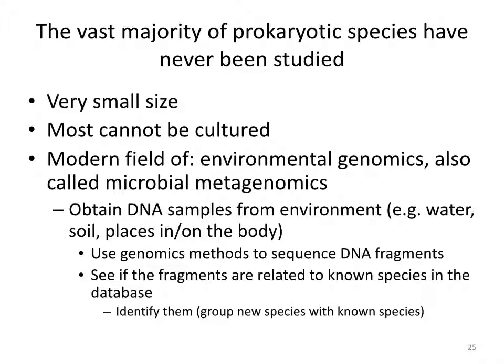But there's a modern field that uses DNA sequencing, as we've mentioned before, called metagenomics or environmental genomics, where you take DNA samples from the environment, from water, soil, or as we'll talk about, places in or on the body of another organism like humans, and you sequence the DNA and you see what sequences are there. And you compare those sequences to the database. Some of them are going to be known, some of them are going to be related to stuff that's known, some of them might be completely unknown.